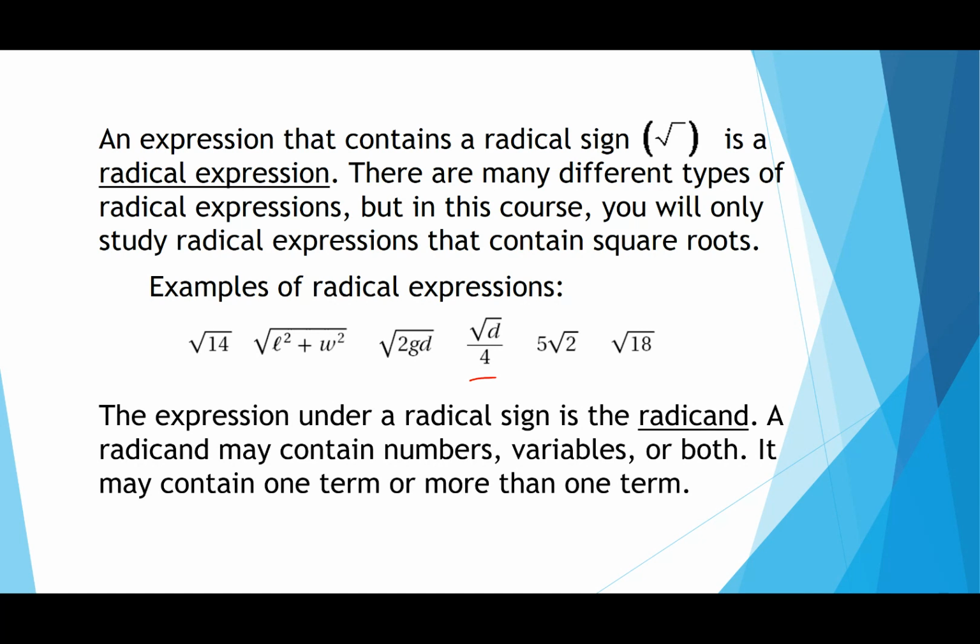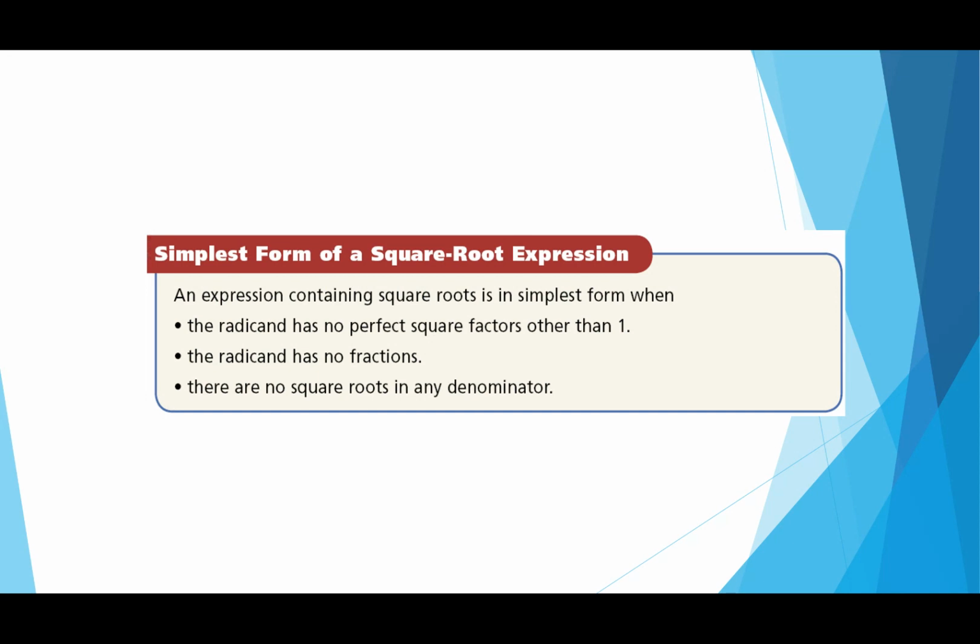4 is not really inside the radical. D is really the only thing that's inside the radical, so D is the radicand. 2 is the radicand here. 5 is not, because 2 is the only thing that's inside the radical. So radicand just means the piece of the function, equation, expression, whatever, that's inside your radical.